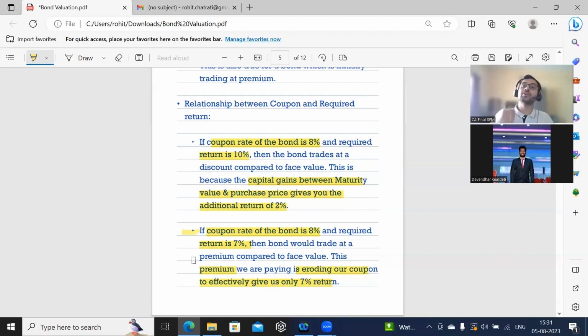Obviously, you don't have to memorize this by heart. If you think through it logically, you should be able to get the answer. What if the coupon rate is equal to the required rate of return? The bond will trade at its face value. If the coupon rate and the required rate of return are equal, the bond will trade at its face value.